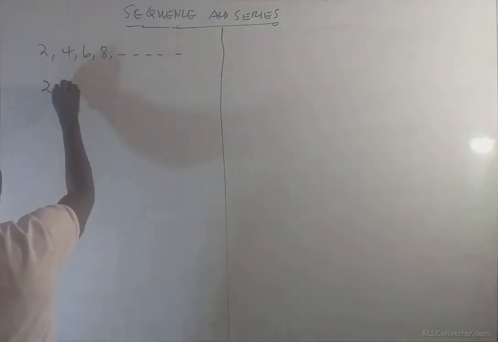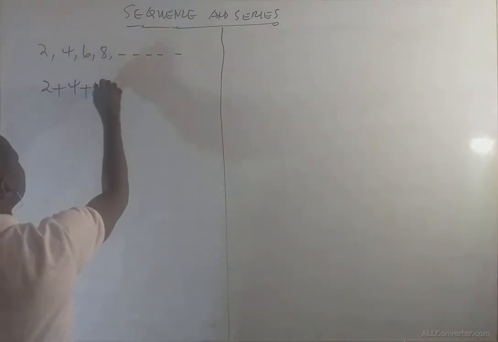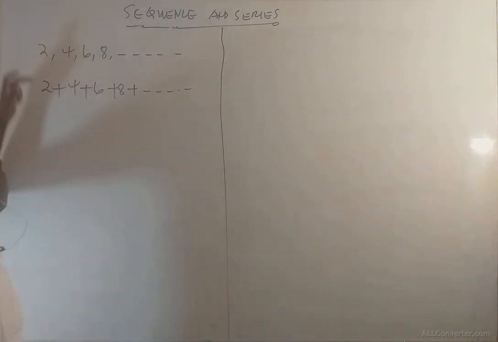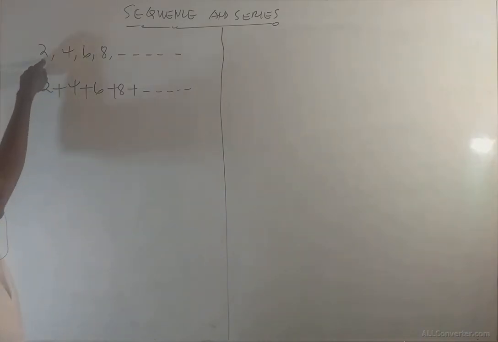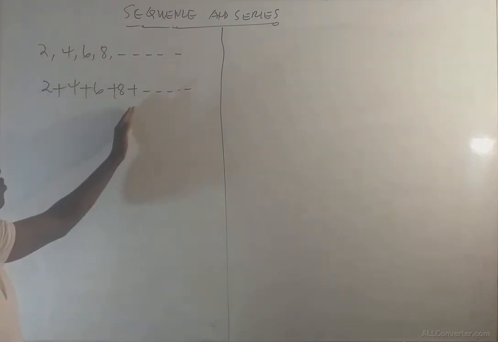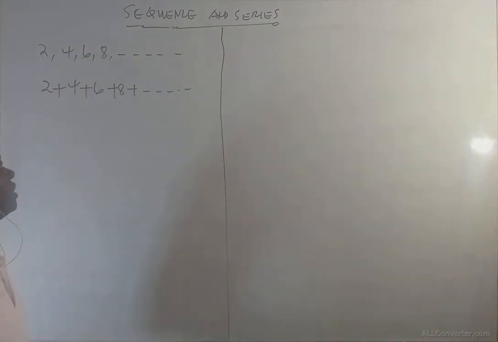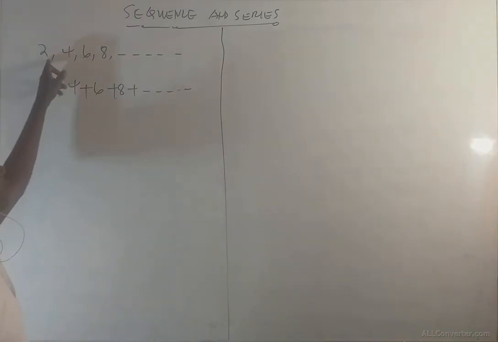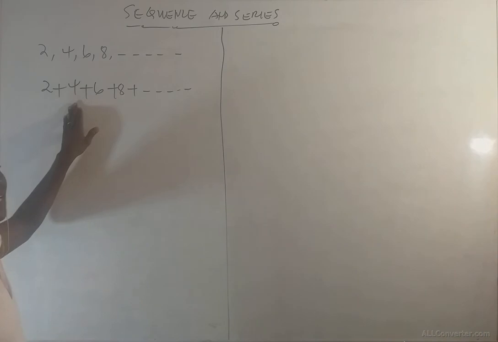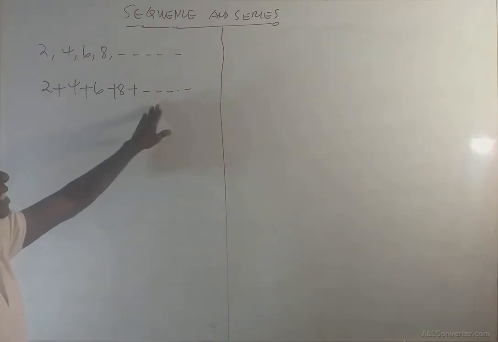So if you have 2 plus 4 plus 6 plus 8 plus, because the last term is not known. So this is what we call the sequence, and this is what we call the series. The sequence is the arrangement of numbers in a particular order, and when the terms of the sequence are added together, we have what we call the series. So this is an infinite sequence because the last term is not known, and this is an infinite series because the last term is not known.